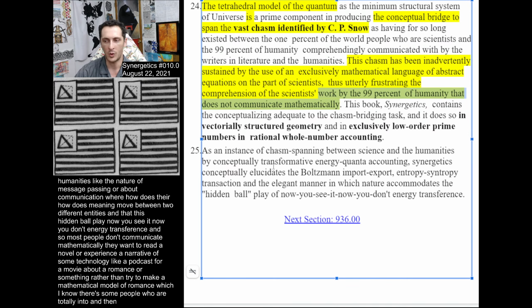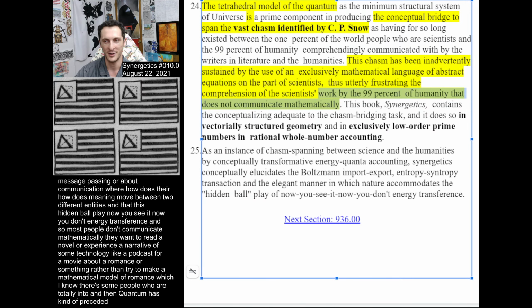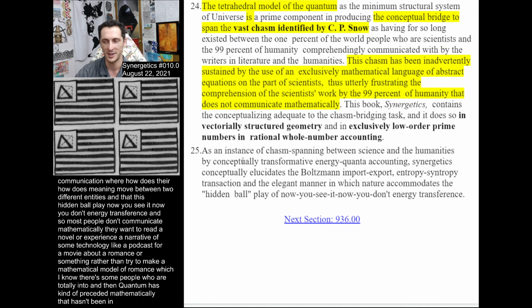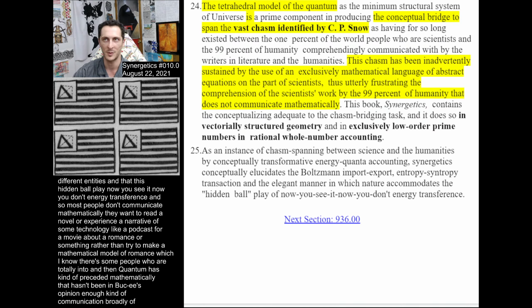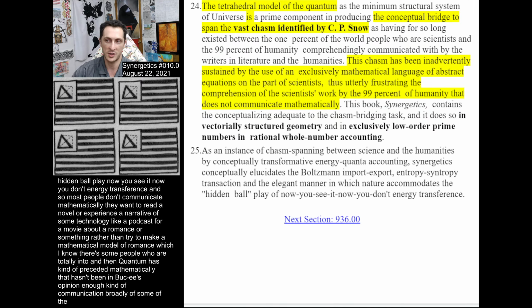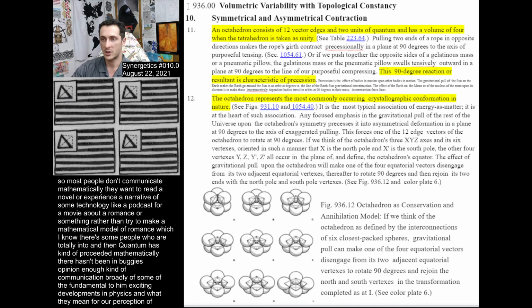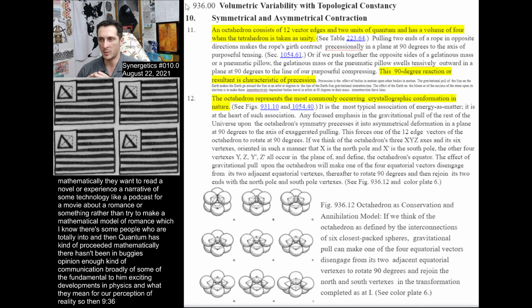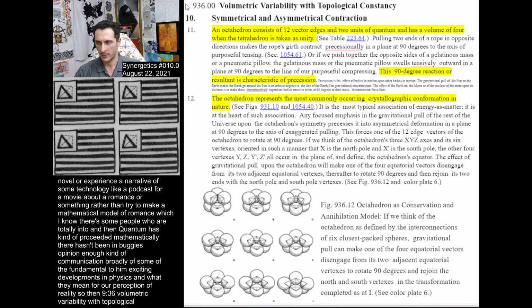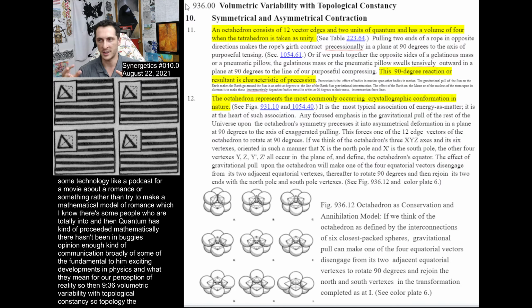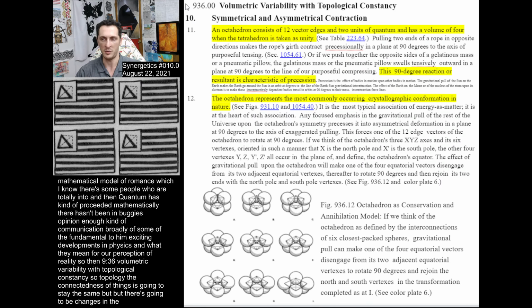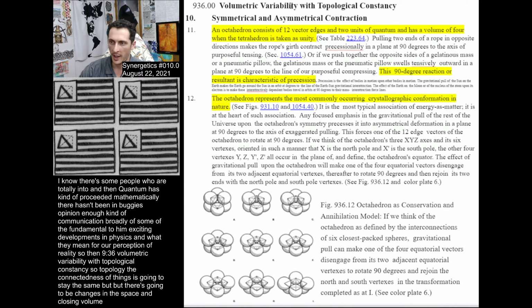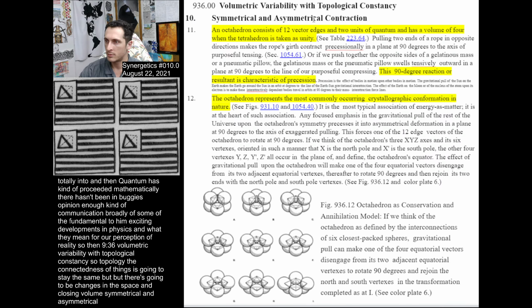And then quantum has kind of proceeded mathematically. There hasn't been, in Bucky's opinion, enough communication broadly of some of the fundamental, to him, exciting developments in physics and what they mean for our perception of reality. So then 936, volumetric variability with topological constancy. So topology, the connectedness of things, is going to stay the same, but there's going to be changes in the space enclosing volume.